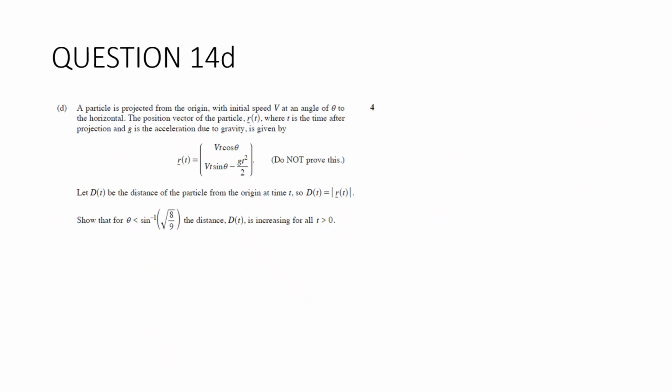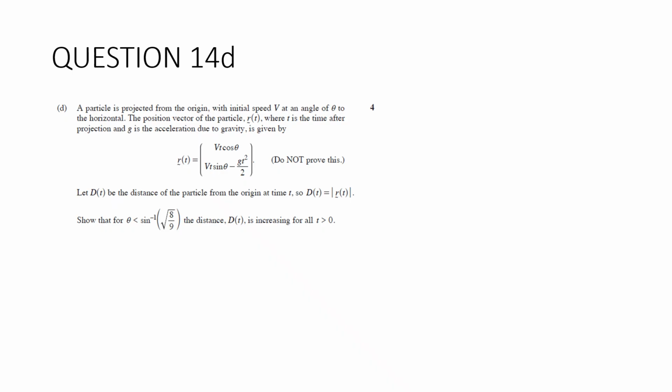14d. A particle is projected from the origin with initial speed v at an angle of theta to the horizontal. The position vector of the particle, r(t), where t is the time after projection and g is the acceleration due to gravity, is given by r(t) = (vt cos theta, vt sin theta - gt^2/2).